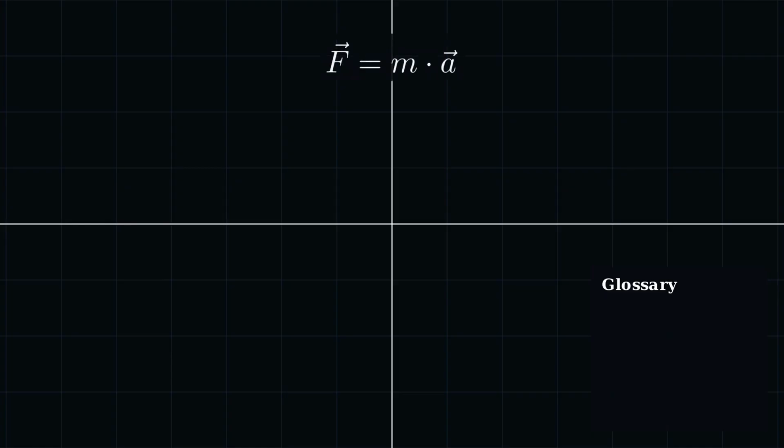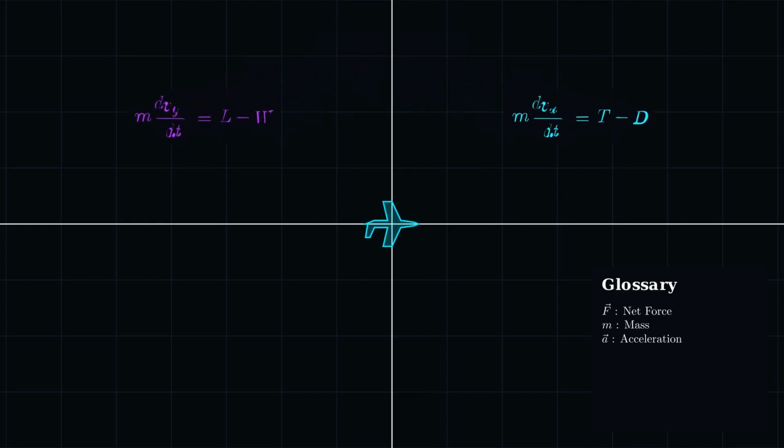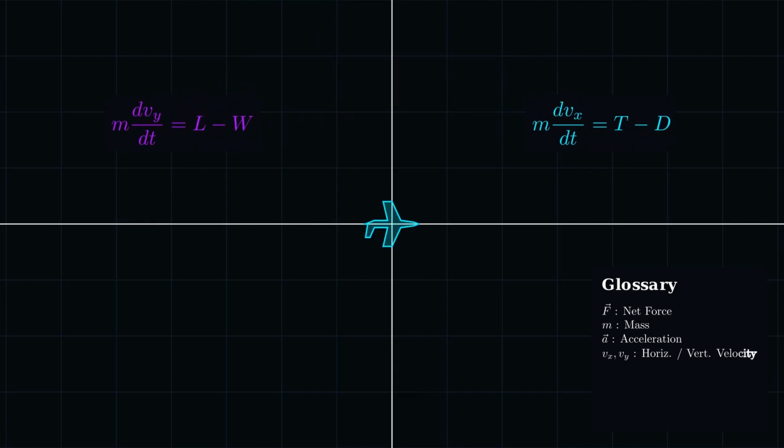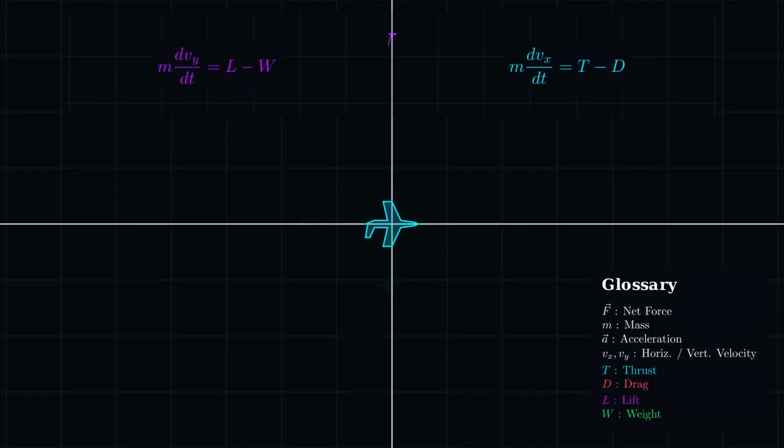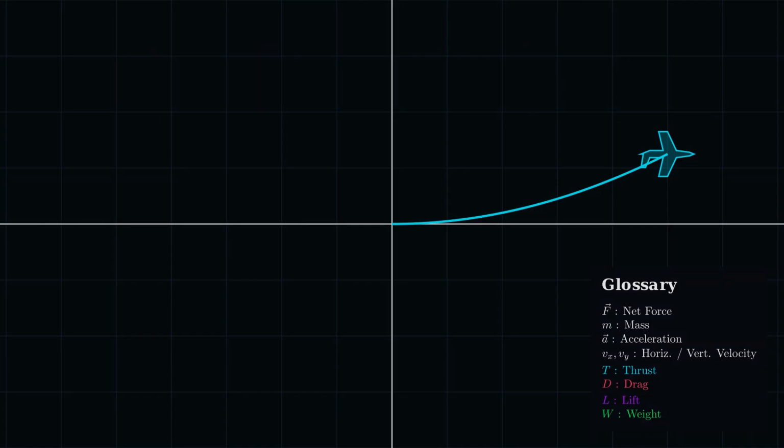F equals ma. Force equals mass times acceleration. If we break this down into horizontal and vertical components, we get two fundamental differential equations that govern all flight. For horizontal movement, mass times the derivative of horizontal velocity with respect to time equals thrust minus drag. And for vertical movement, mass times the derivative of vertical velocity with respect to time equals lift minus weight.